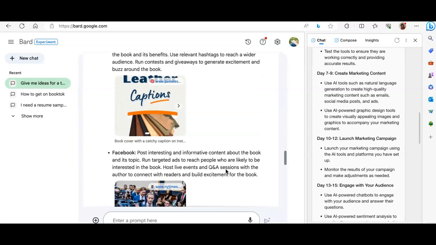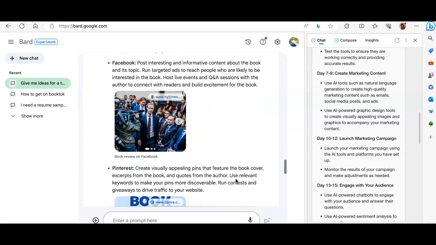Facebook, it suggests post interesting and informative content about the book and its topic. Run targeted ads to reach people who are likely to be interested in the book. Host live events and Q&A sessions with the author to connect with readers and build excitement for the book. And then Pinterest, create visually appealing pins that feature the book cover, excerpts from the book, and quotes from the author. Use relevant keywords to make your pins more discoverable. Run contests and giveaways to drive traffic to your website. Sounds good to me, right?